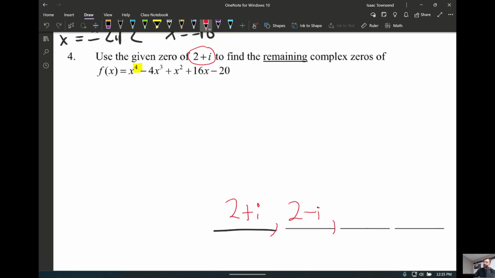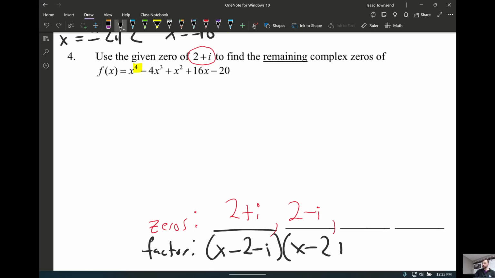So, to change, let's add this. These are the zeros. You need to know how to change a 0 to a factor. And to do that, you just do x minus the 0. Minus and distribute. x minus a 0 is how you get a factor. If you have a 0 of 3, it means you had a factor of x minus 3. If you have a 0 of 2 plus i, it means you had a factor of x minus the quantity 2 plus i.